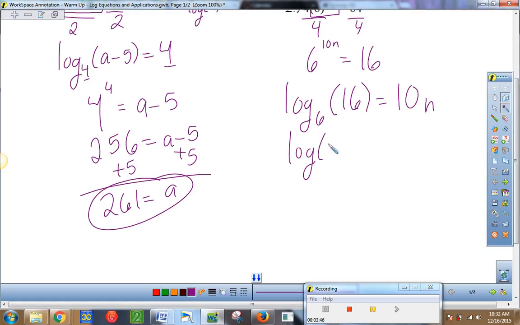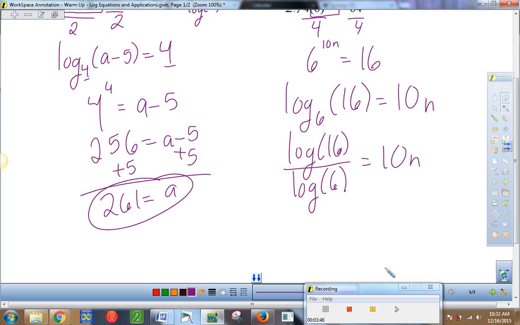You can throw it into your calculator. It's probably not going to be pretty. Give me some sort of decimal for that. What do you got? Log 16 divided by log 6. Make sure you close the parentheses after the 16. Who's using the calculator? Save us, Jasper.